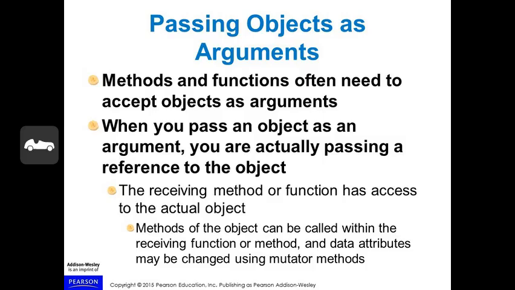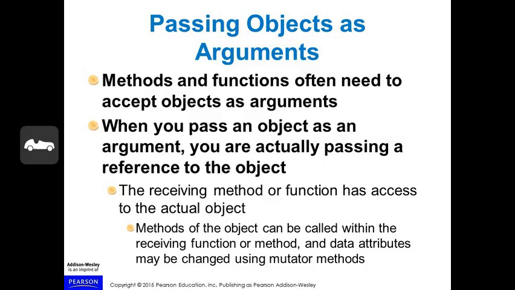And the receiving method or the function that gets this object reference from the parameter list will have access to the actual object through this reference. So what you passed in is not a copy of the data. It's a reference to the actual data. And the receiving method or function will then be able to use this reference to access the object data directly. So the methods of the object can be called within the receiving function or method, and the data attributes may be changed using the mutator methods.